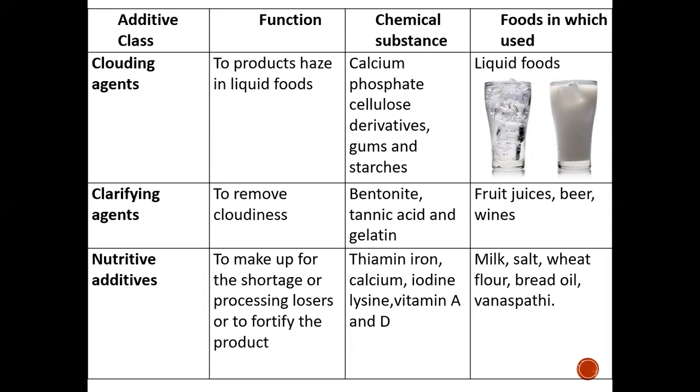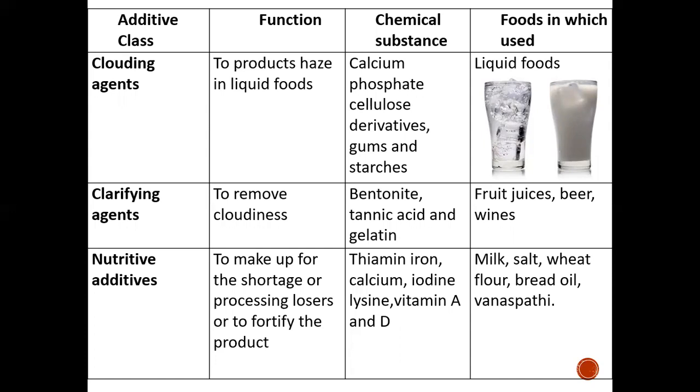If you have made some vegetable curry and it's very watery and doesn't look good, naturally you add some corn flour or cornstarch to it, and it becomes very thick and gets clouded. That is why clouding agents are used. The next one is clarifying agents. A clarifying agent is the opposite of a clouding agent. It is used to remove cloudiness.